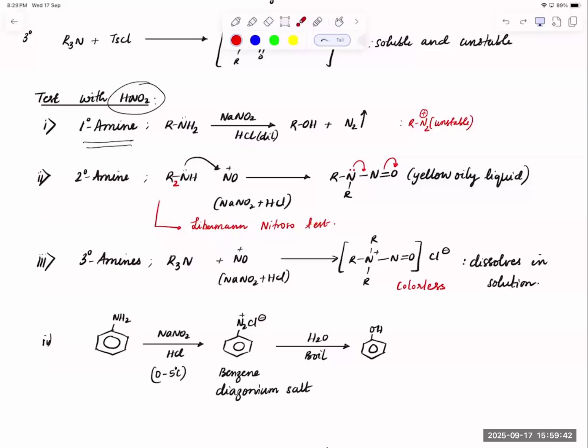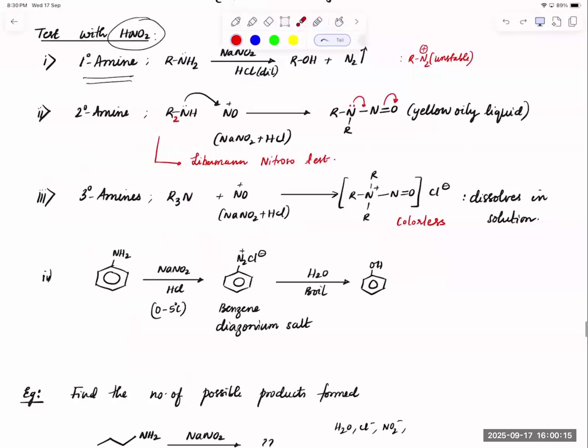In fact, we discussed the Liebermann nitroso test before, where we studied it for phenols, for identification of phenols. Clear? We call it the GRB test: green, red, blue color formations. So Liebermann nitroso test is used for two purposes. One is to detect phenol. The other one is for secondary amines.